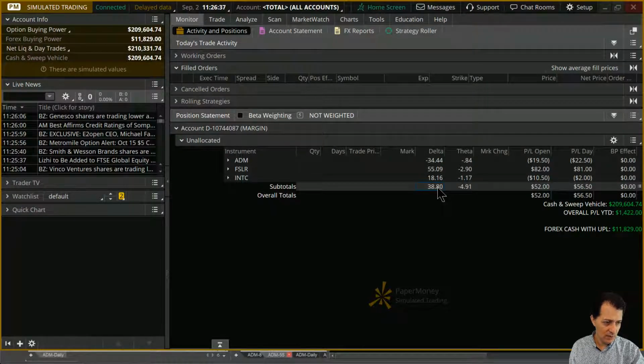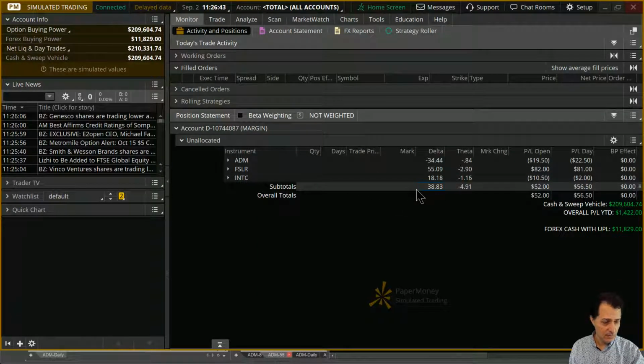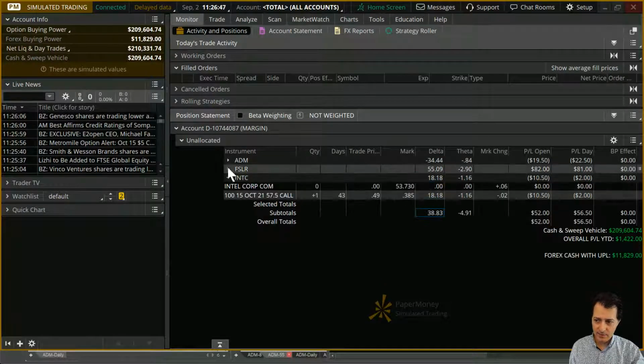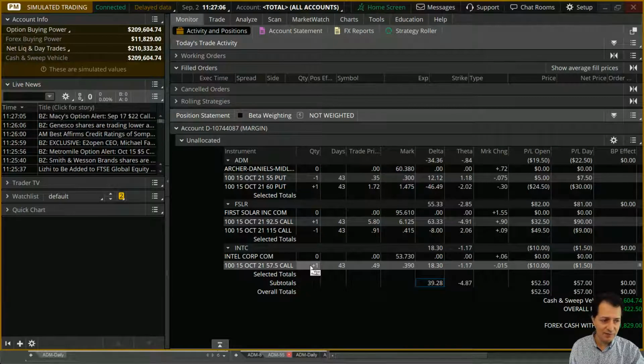Overall delta, yes. Okay, and Maka, do you have the First Solar and the Intel as well? Maybe I can expand this so you see what my trades are made of. Maybe you can take a screenshot and then review. But basically, the ADM is made of buying the 60 put and selling the 55 put. The First Solar is made of buying the 92.5 call and selling the 115 call. And the Intel is just a long call using the 57.5 strike.